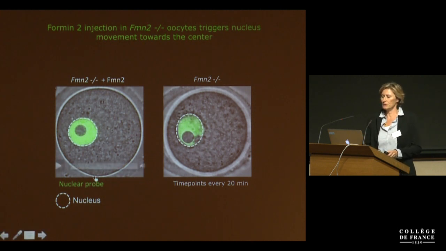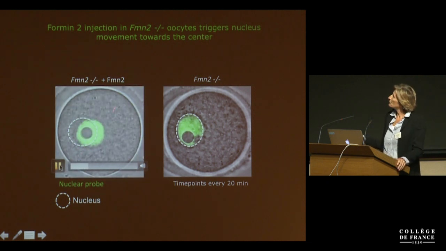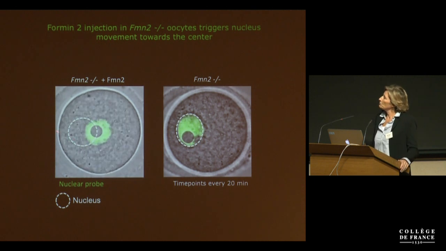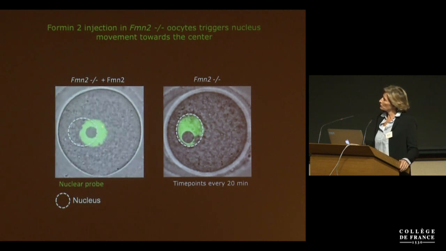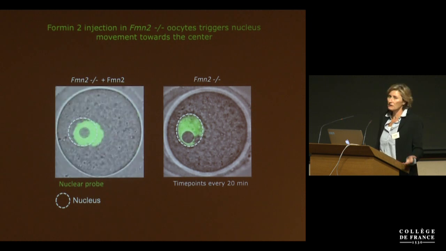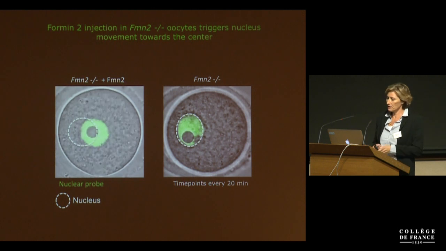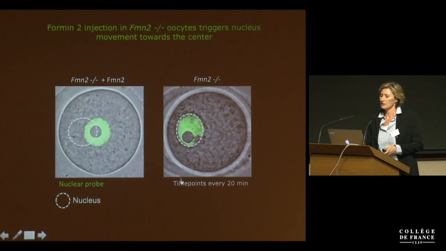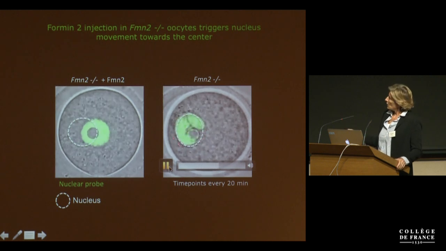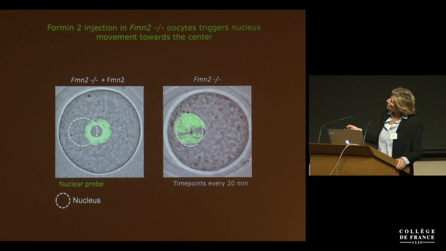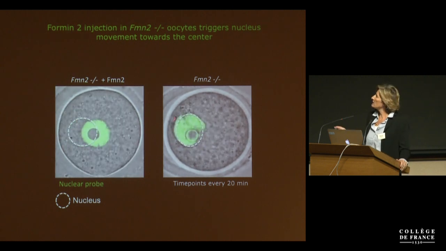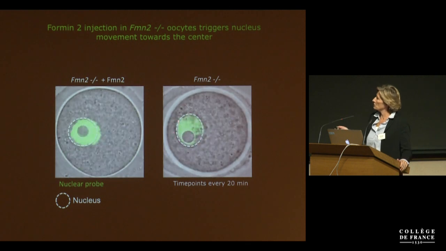And so what she could observe is that after re-expressing formin 2 into these oocytes, the nucleus would be able to be re-centralized. This centralization event is not an artifact due to the microinjection, because if Maria only expresses the nuclear probe, you see that the nucleus stays off-center. So it undergoes extensive deformation because the nuclear envelope is actually extremely deformable. It has a lot of microtubules that are associated to it.